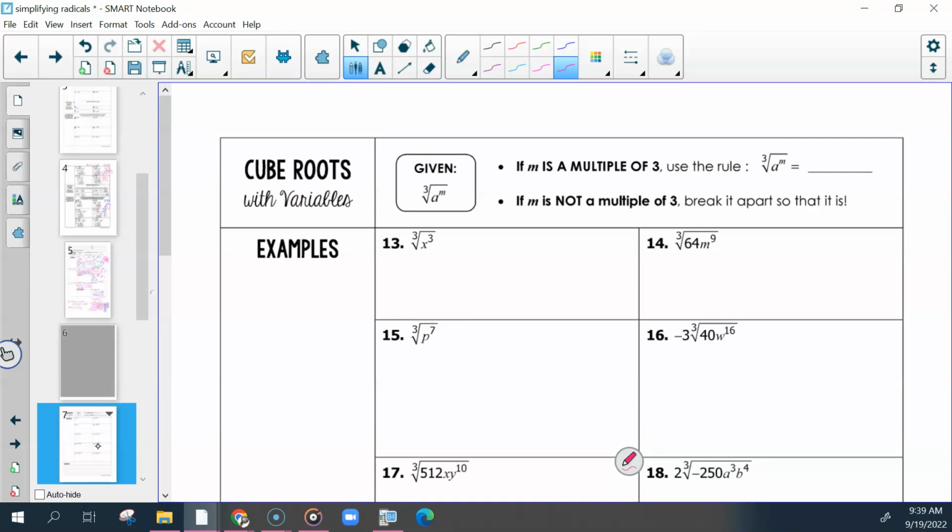Hopefully you are getting the hang of the variables. Same thing here, except now we're going to do this with 3s. So the rule here is the same. If this is divisible by 3, you're going to have this A. But if it's not a multiple of 3, you have to think about 3 goes into it, how many times, how much would be left over. That could be 1, that could be 2, it depends.